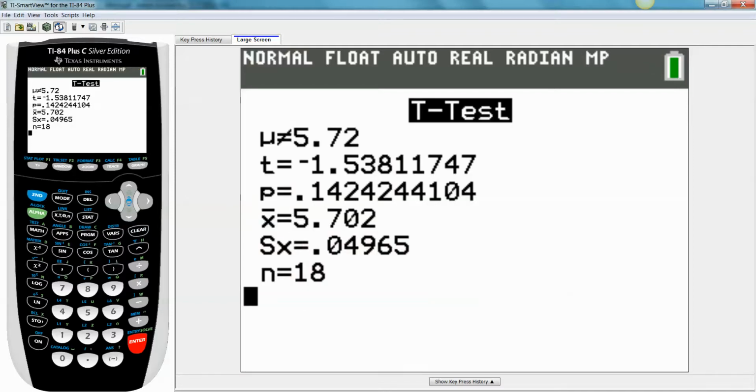Right? Slightly different. See, negative 1.538. That's because we're rounding a little bit here, right? And that's okay. If that's the data or the statistics you have to run it from, then so be it. Okay, and you can see 5.702, 0.04965. Those are the values I entered myself.